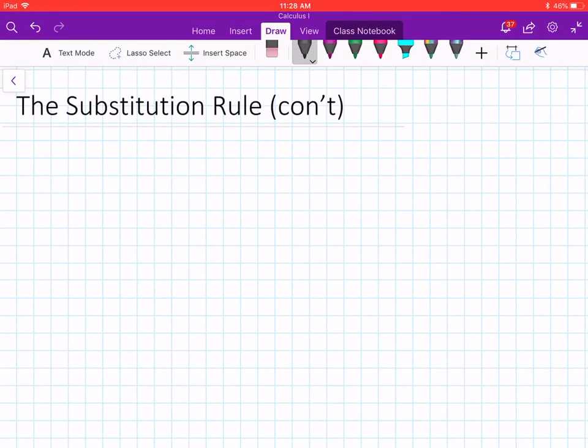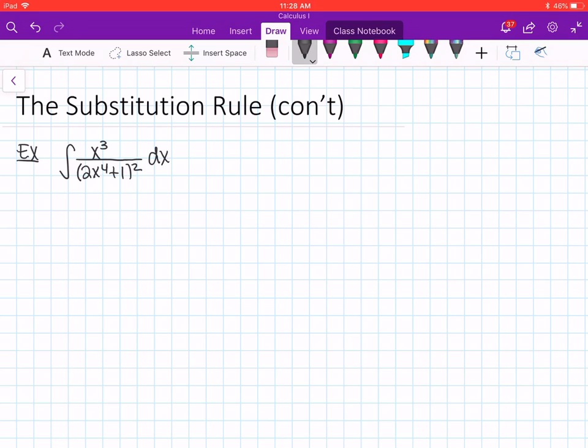Alright, hello everyone, and today we're going to continue on with the substitution rule. So let's just start with an example here. It'll be the integral of x cubed over the quantity 2x to the fourth plus 1 quantity squared, and then we have dx. Alright, so this example doesn't have any square roots.